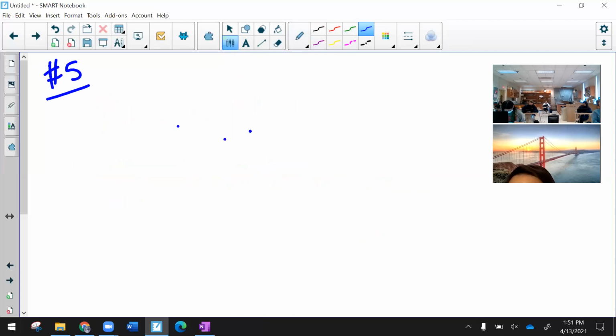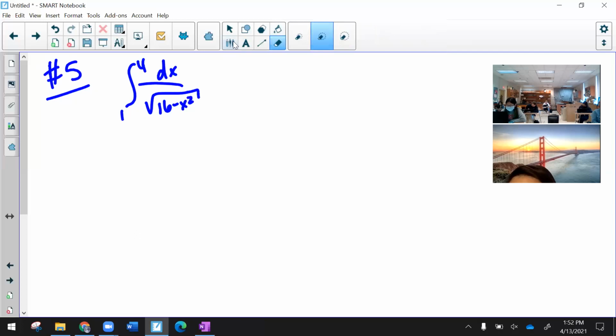Number 5. So that's the integral from 1 to 4 of dx over 16 minus x squared. All right. So you come to an integral. You must ask yourself, what's the first thing you ask yourself? Can you do it by inspection? And the answer to that question is, actually, it's hell yes, but we'll come back to that in a minute. What's the second thing you ask yourself?